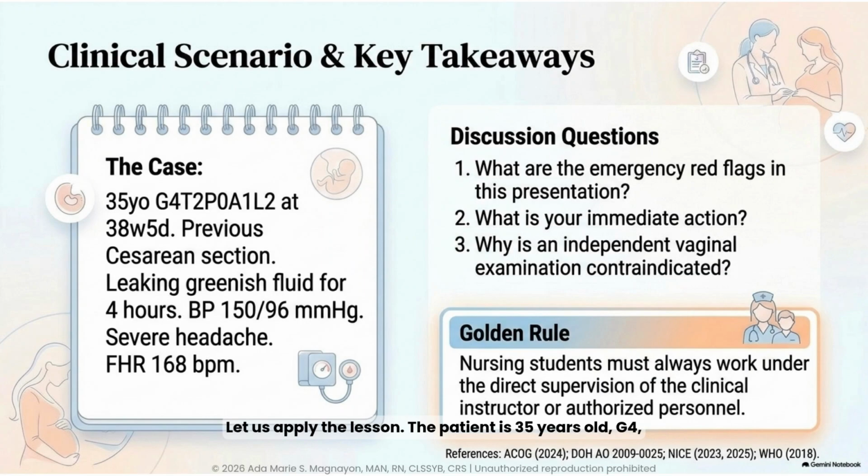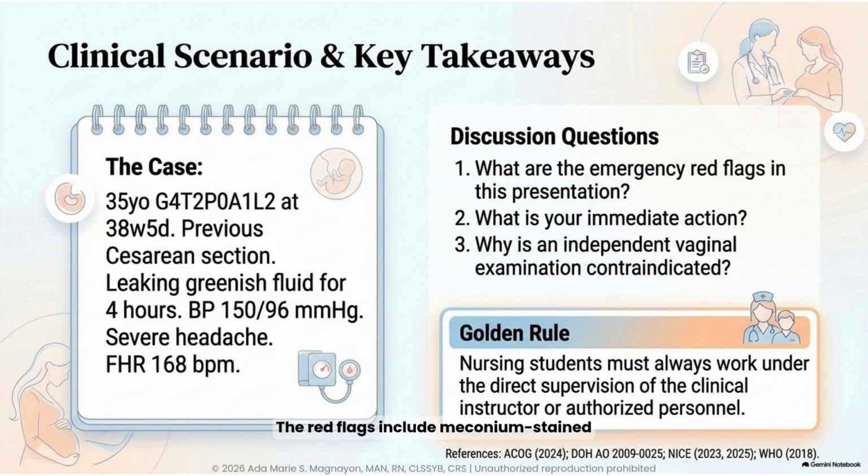Let us apply the lesson. The patient is 35 years old, G4, T2, P0, A1, L2, at 38 weeks and 5 days. She has a previous cesarean birth. She reports greenish fluid leakage for 4 hours, her blood pressure is 150/96, she has a severe headache, and the fetal heart rate is 168 beats per minute.